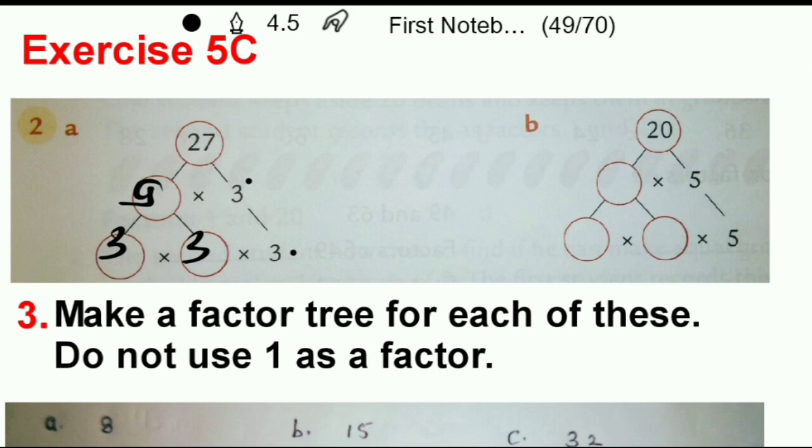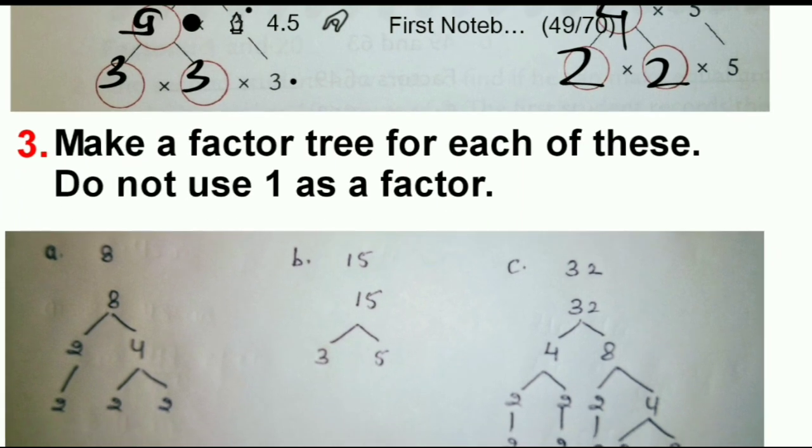Same here. How will this 20 come? If we multiply 4 into 5, 20 will come. How can we write this 4? 2 into 2. So 2 into 2, 4 will come. So this is known as the factor tree method.